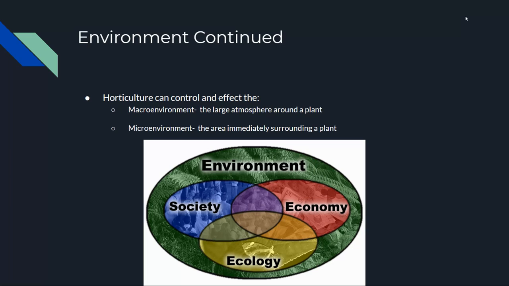All right, so horticulture can control and affect the macro and micro environment. So the macro environment is the large atmosphere around a plant. Micro environment is the area immediately surrounding a plant.